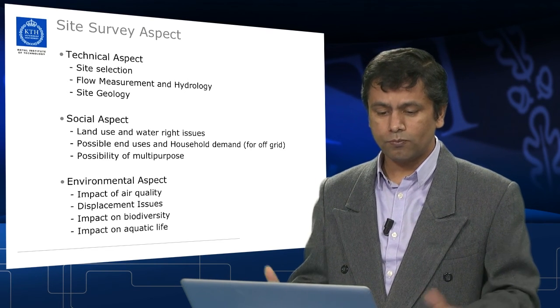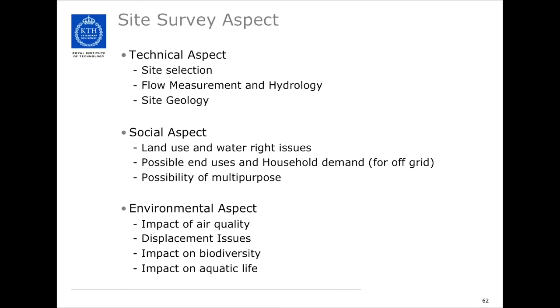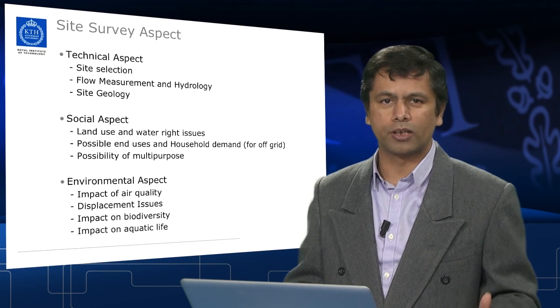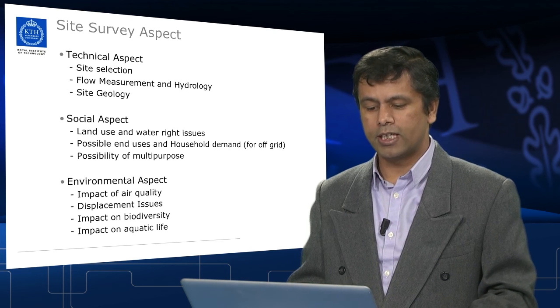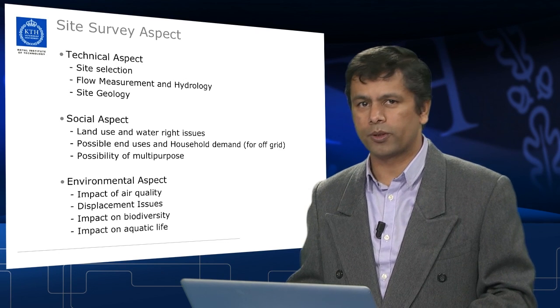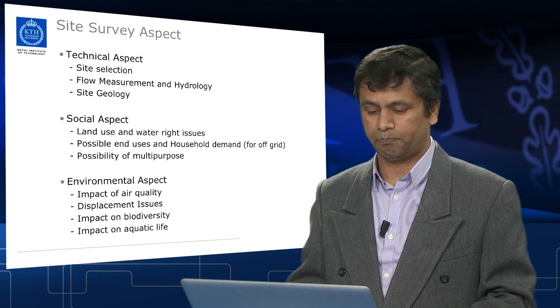And when you discuss the social aspects, there is the issue of land use. Are the components that you are planning to have on government land, public land, or private land? If it is private land, then what is the land use? Have you got the permission from those landowners? If not, what is the process? So these things need to be considered. And there are also water right issues. In most cases, you have to register the river for the projects, so that you get the permission to use that water resource for your project.